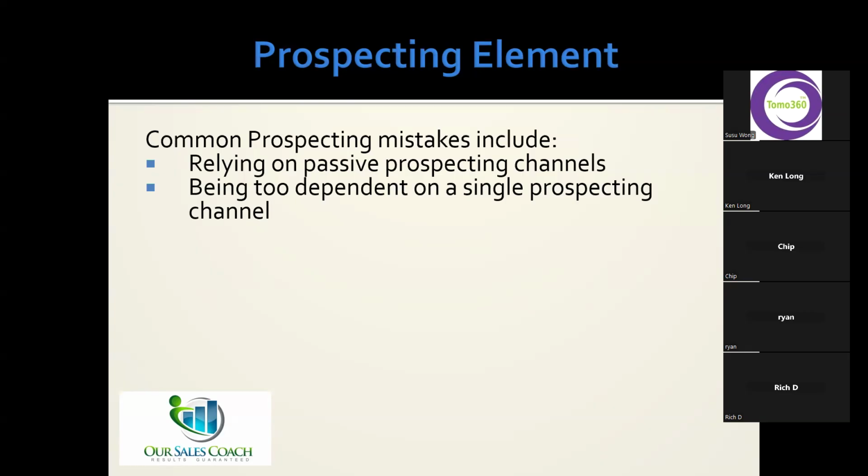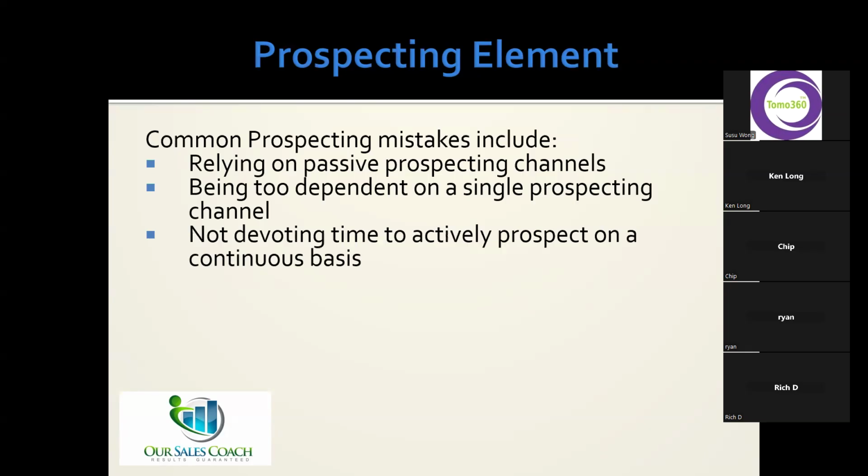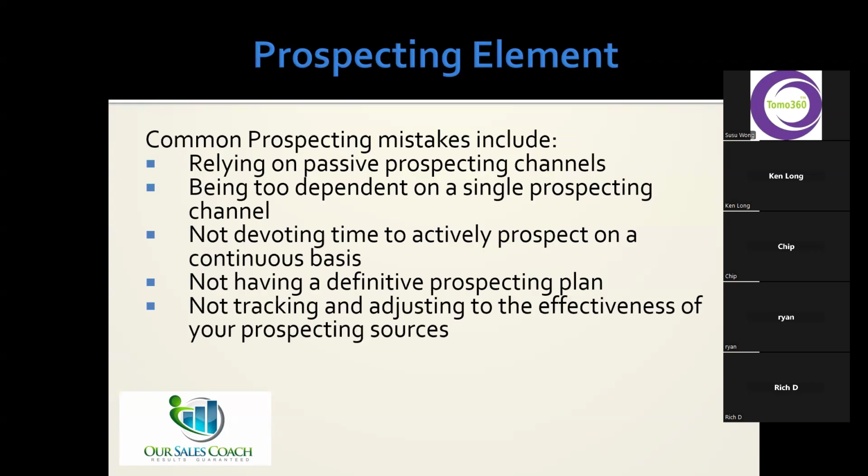We want to have 4 active channels. Not devoting enough time to prospect on a continuous basis. That's common. It's just like anything else. Not important enough to you if you're not making time for it. Now, having a plan to employ, or tracking and adjusting to the effectiveness of your sources. Okay.